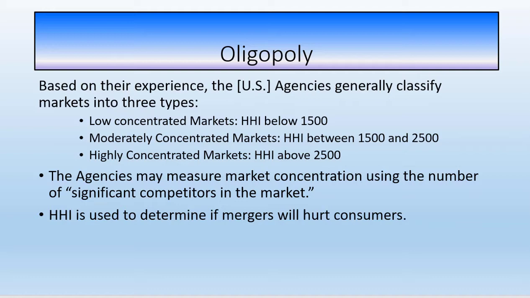Guidelines for the HHI. For example, you'd see that they would consider markets with low concentration to be an HHI of less than 1,500, moderately concentrated markets between 1,500 and 2,500, and highly concentrated markets above 2,500. So like I said, it's rare, you're just not going to approach 10,000 in an oligopoly market. So highly concentrated markets are, ballpark 2,500 or more.